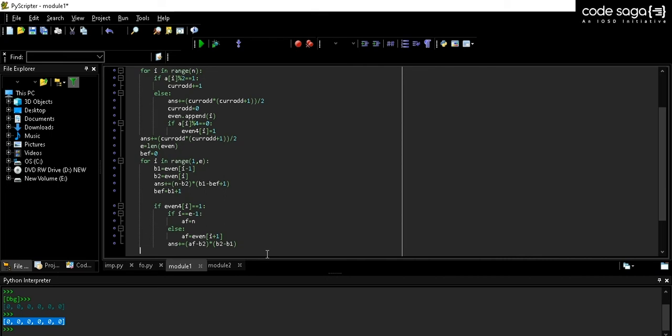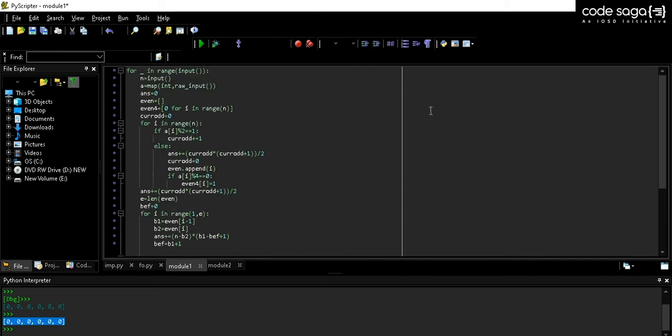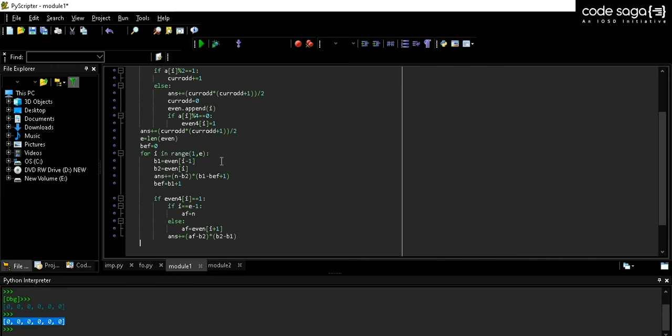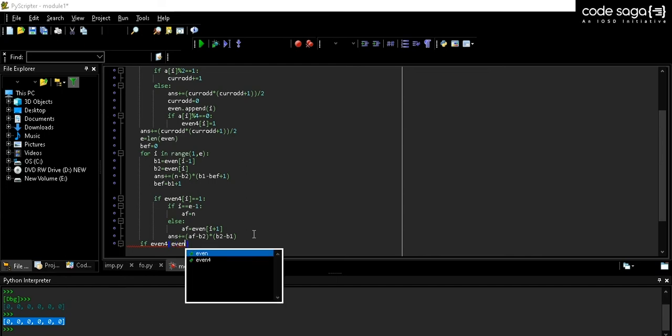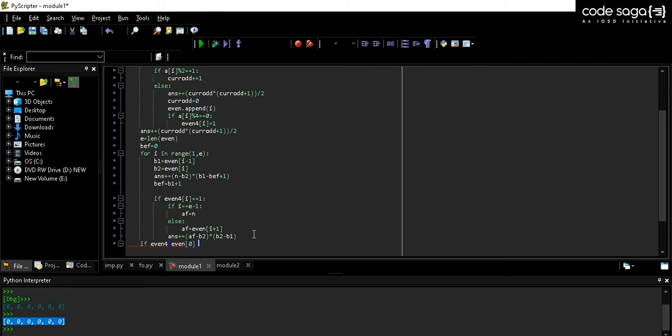This will be the number of elements if an element already has a 4 in it. Now what we haven't checked here is if the first number has a factor of 4, because we started from the second element. So we'll have to add another case here, that if even4[even[0]], that is the first element, is equal to 1.